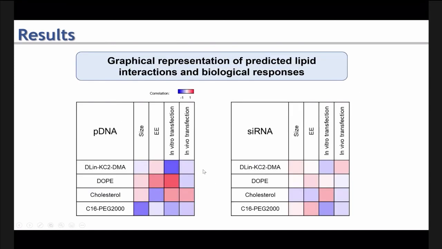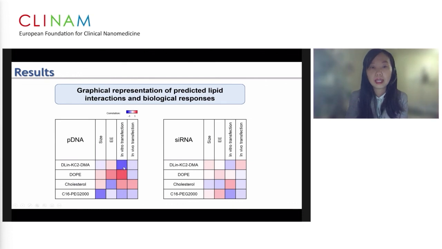The heat map here shows the correlation between the lipid composition and different responses. The blue color indicates the negative correlation, and the red color indicates the positive correlation. From this heat map, we can see the lipid composition could affect the size and the in vitro and in vivo transfection efficiency, both in plasmid DNA and siRNA SNAP formulations.